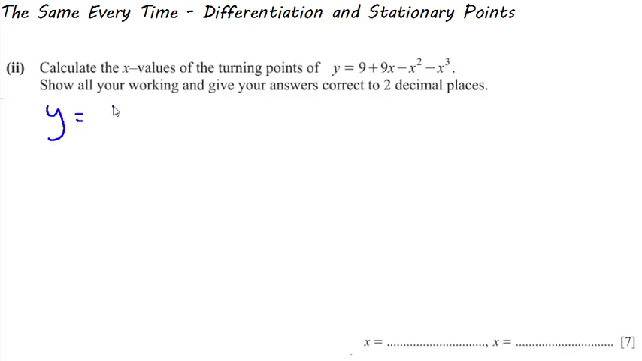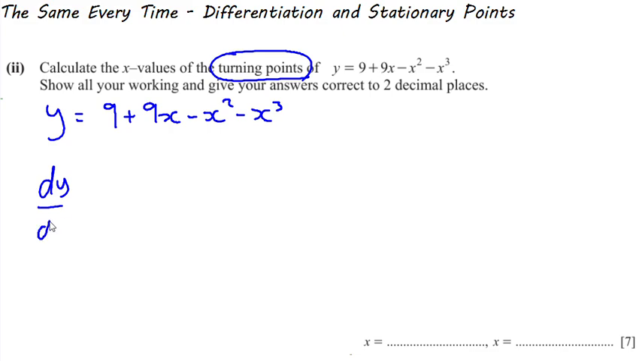So y equals 9 plus 9x minus x squared minus x cubed. And there's the big clue, isn't it? Turning points, coordinates of the turning points. We know what to do if we see that. We differentiate, so dy by dx, differentiate. So a number on its own differentiates to 0. Just a number times x differentiates to 9.